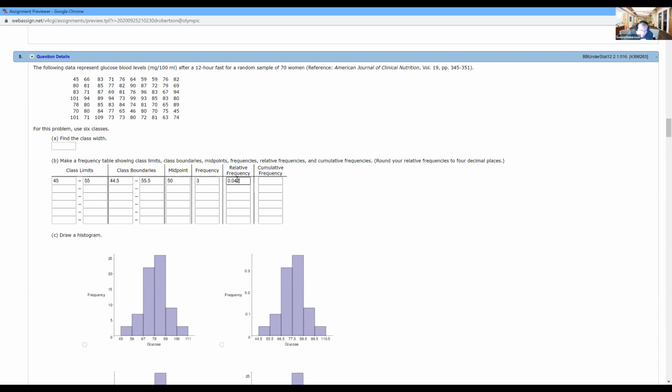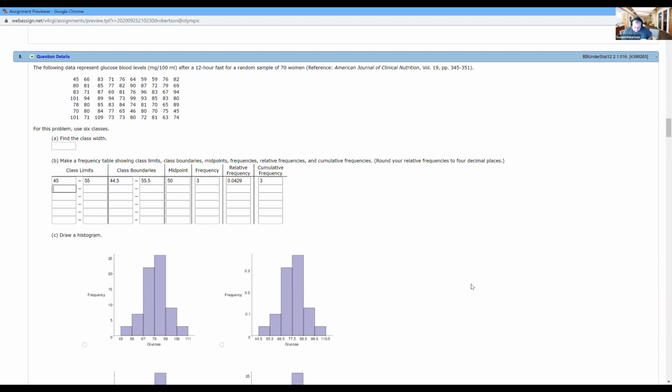0.042, and it rounds up to 9. And my cumulative frequency here is just 3. It's the number 3 because it doesn't say percentage cumulative frequency, right? It just says cumulative. Right, next group.